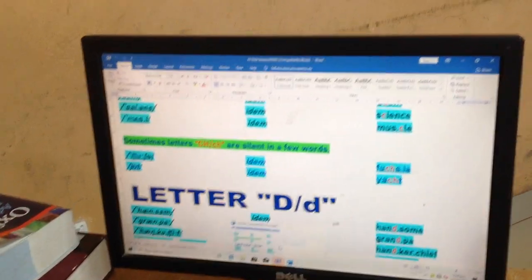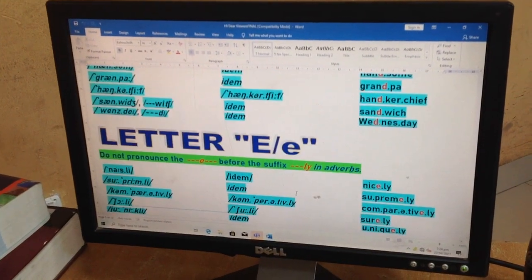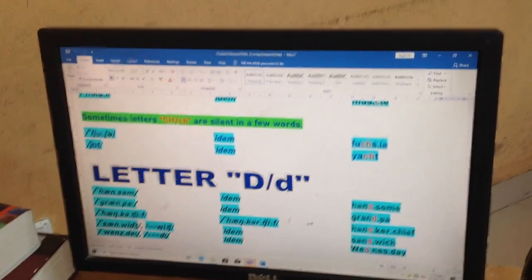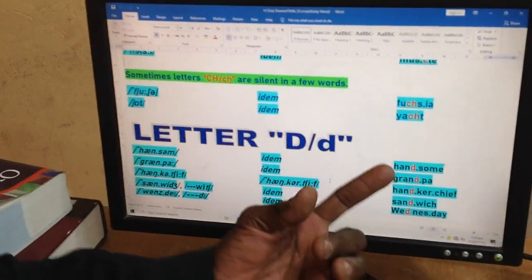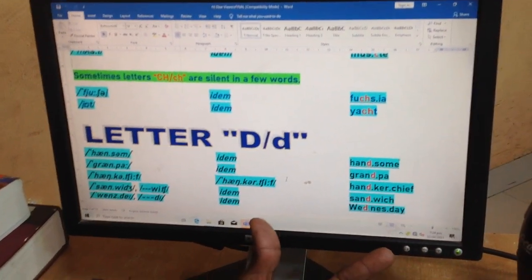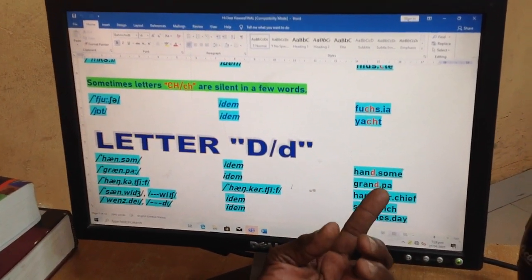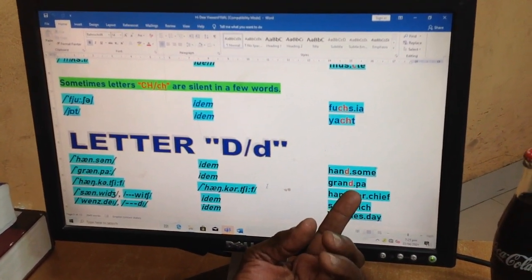Letter D now, we move to letter D. Letter D has also a number of silent letters. It doesn't mean all the time, but we have just spotted a few cases. A good-looking gentleman would be called handsome, not hand-some. There is no hand there. We write D, we don't pronounce it. I'm going to visit my grandpa.